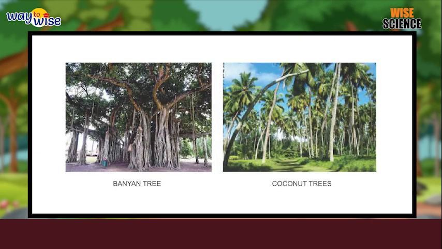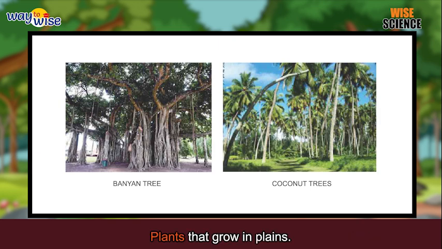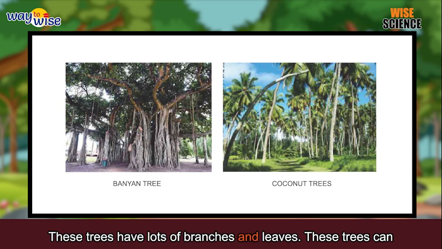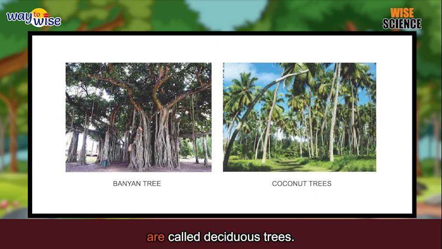Terrestrial plants. Plants that grow on land are called terrestrial plants. Plants that grow in plains. These trees have lots of branches and leaves. These trees can bear the heat but shed their leaves during winter. Such trees are called deciduous trees. Examples include mango, banyan, and shisham.